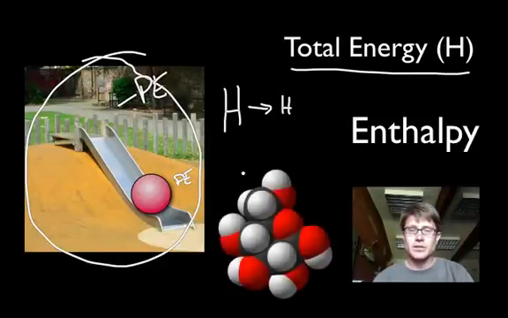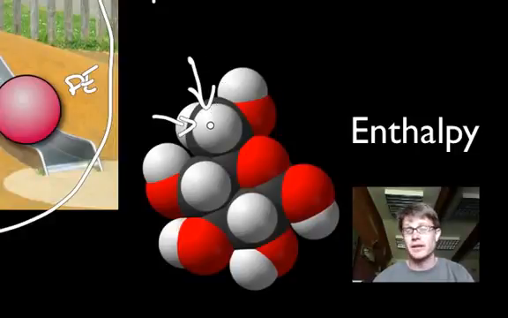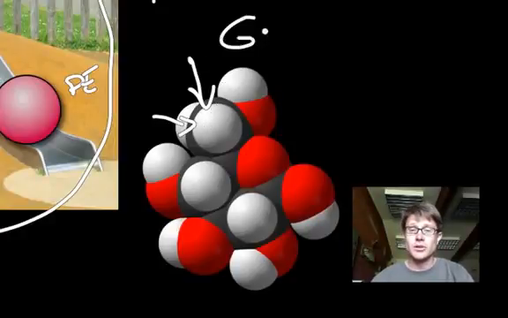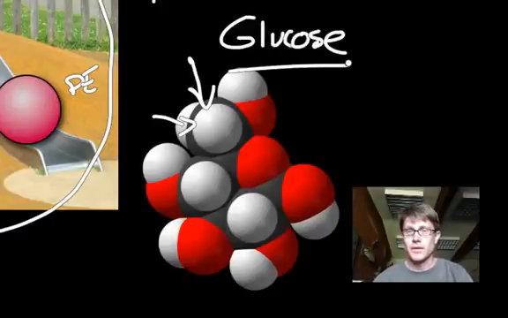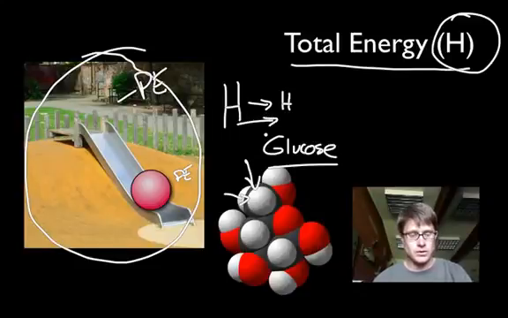Now, in biology, we don't move around because of mechanical potential energy. In biology, our potential energy is actually in these bonds. In other words, there's a huge amount of potential energy in this bond between the carbon and the hydrogen. This right here is glucose. And if we can release some of that energy, we can use it to do work. So again, what is H? H stands for the total energy of the system. And it looks like in a spontaneous reaction, that's actually going to get smaller, or decrease.